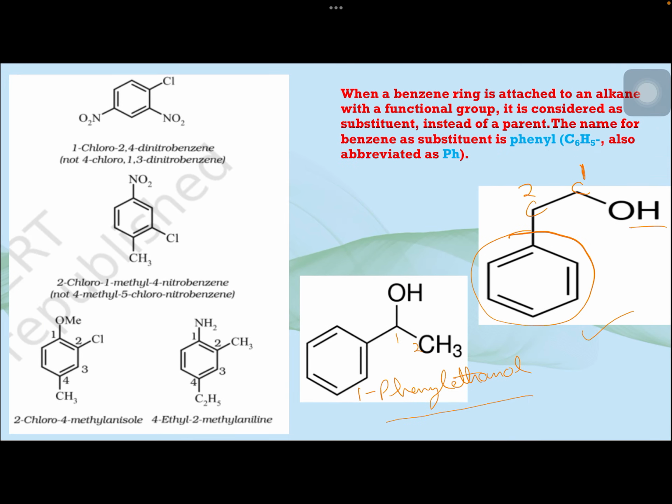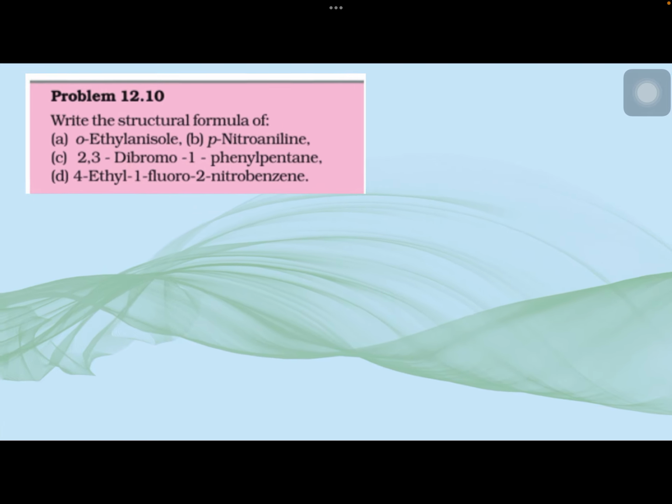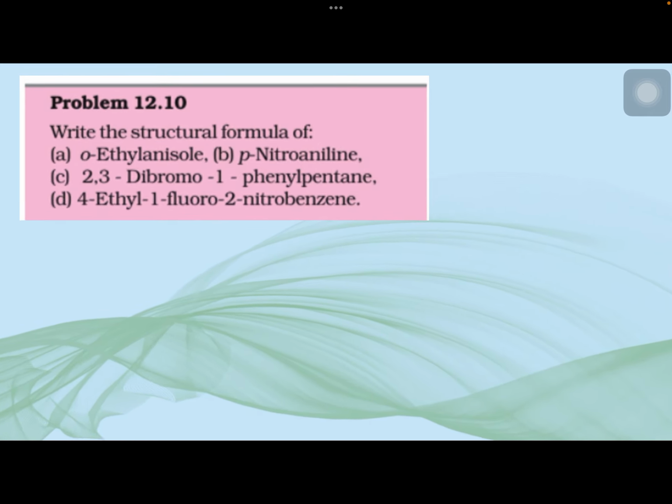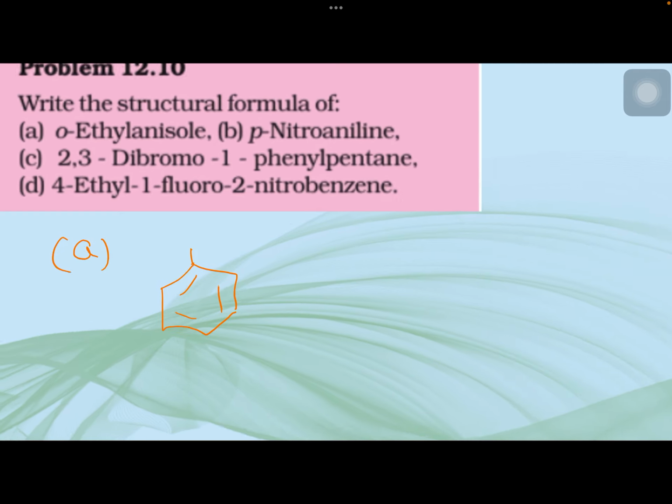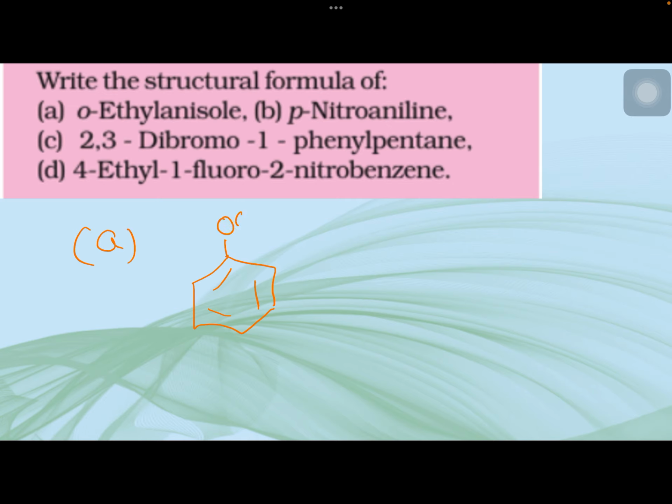Next, it's a question from NCERT. Let us do it quickly on the basis of whatever we have done till now. The structural formula of the compounds we have to write. So we start with the first one. The first is ortho-ethyl anisole. So if I remember, anisole is benzene with OCH3, methoxybenzene. And ortho, para, meta, there are three terms used. Ortho, meta, para.